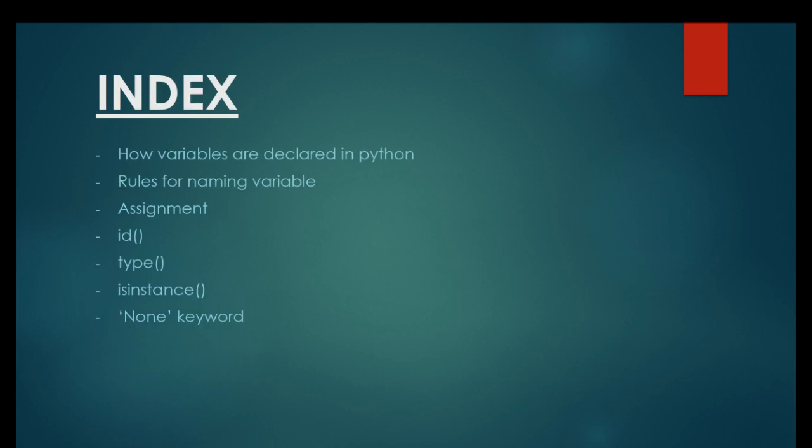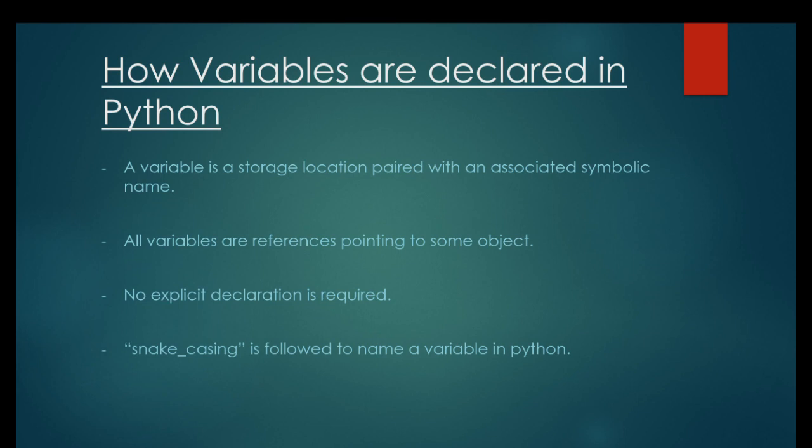So these are the topics that I'm going to cover in this video. First one is how variables are declared in Python. Second, rules for naming variables. Then assignment of variables. Then we have some inbuilt Python functions which are associated with variables, like id, type, isinstance, and finally we will discuss the None keyword. So let's get started.